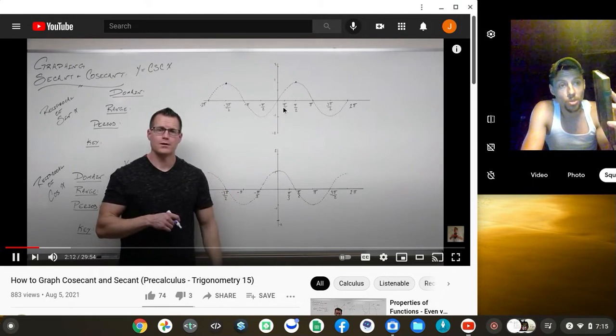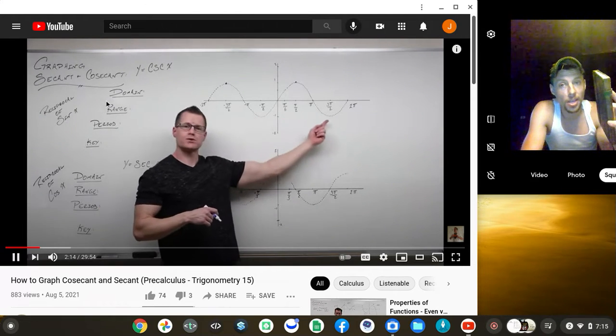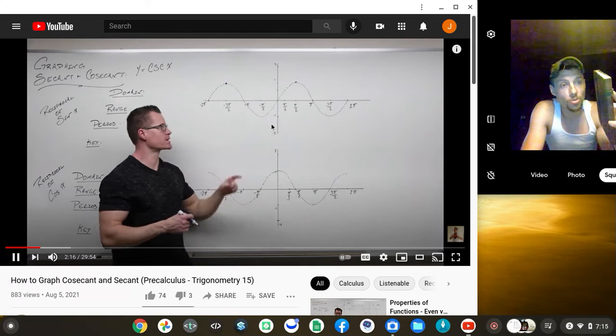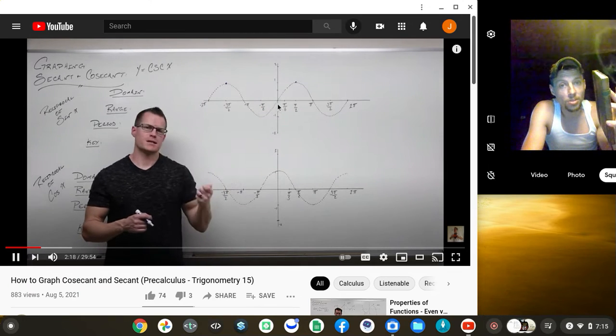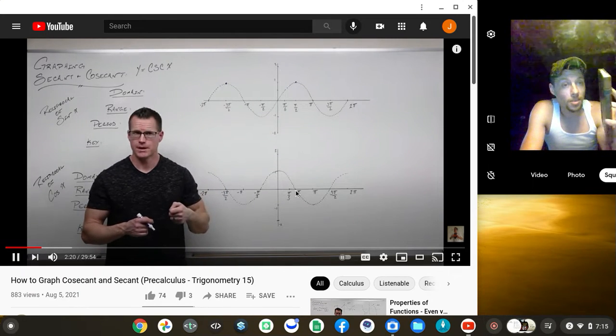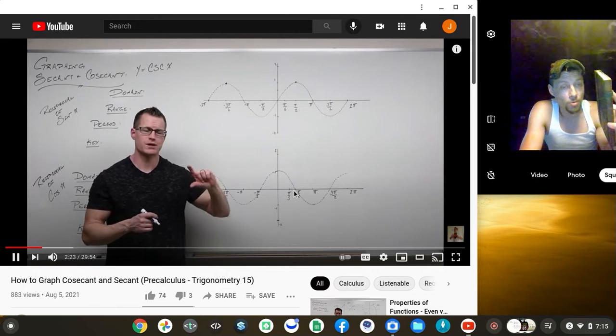This is all going to go to plus 1. The reciprocal of the zeros and ones is also negative 1. And so we're going to have those points. They all have a negative pi over 2. The sine of negative pi over 2 is negative 1, and the cosecant of negative pi over 2 is also negative 1.